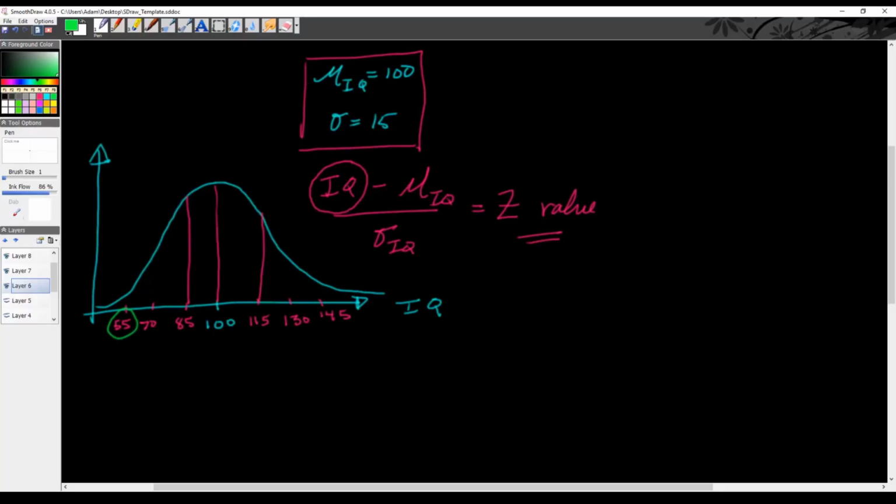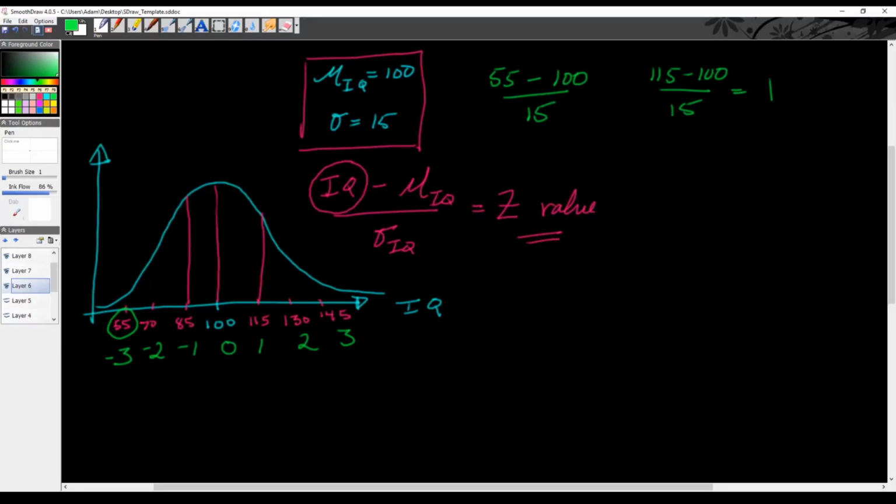So for the value of 55, let's solve for the z. Well, 55 is the IQ minus the average, which is 100, divided by 15, is equal to, well, if you do the math, it's -3. What about 115? Well, 115 minus 100 is 15, divided by 15 is 1. So that's 1, this would be 2, this would be 3, this would be -1, this would be -2, and 100 minus 100 divided by 15 is 0.